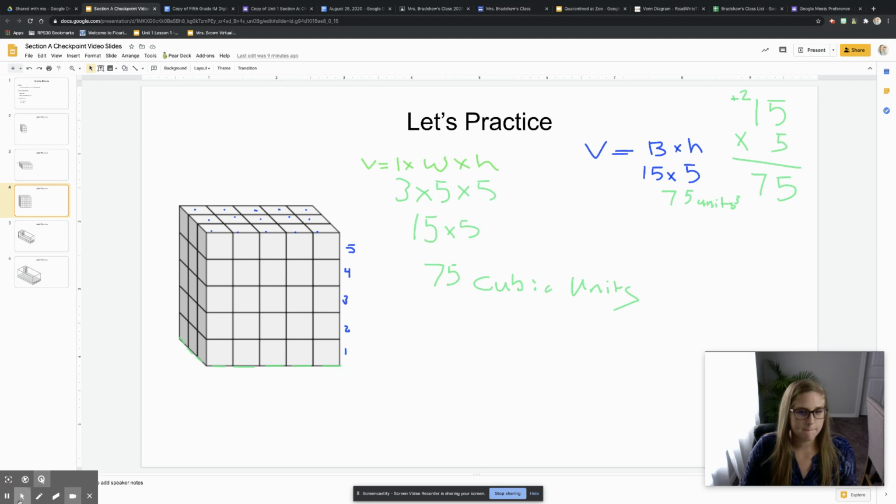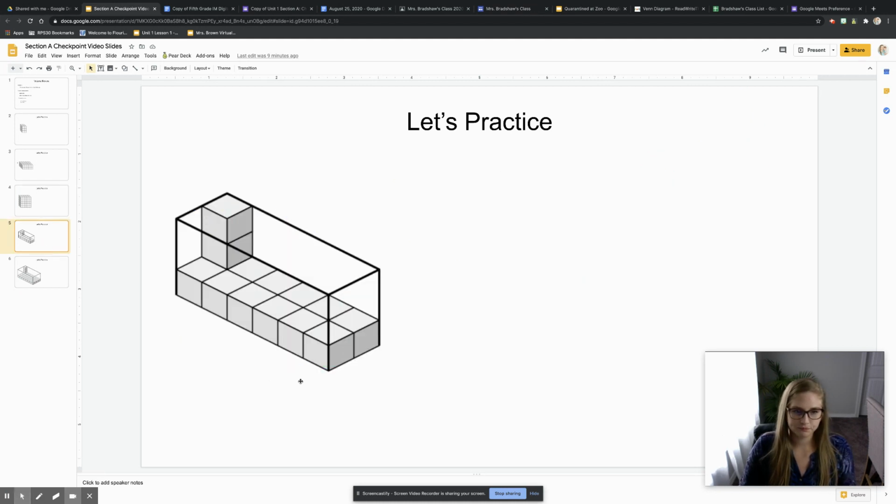All right, moving on to the next problem. This time we have our empty box. So imagine again that you were handed this empty box and your boss asked you, how many cubes can we pack in this box to ship to our friend?